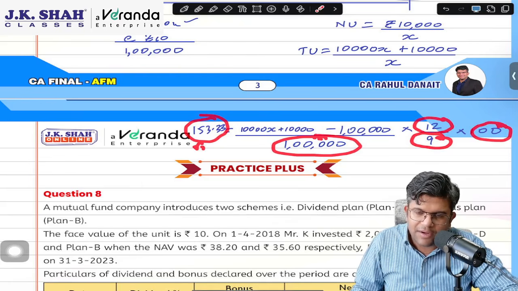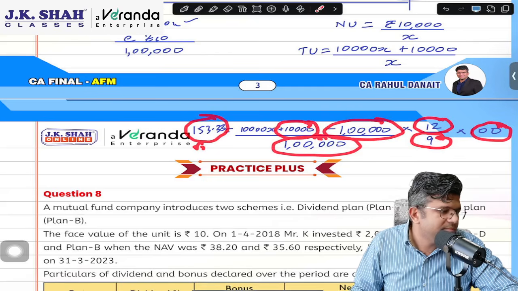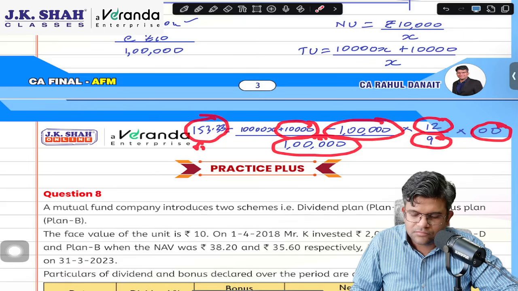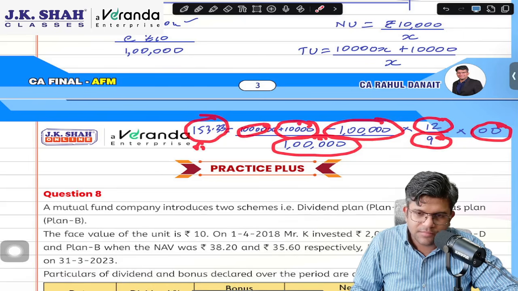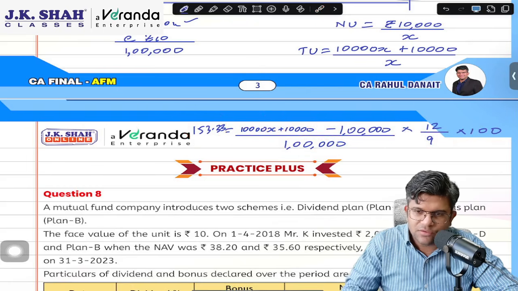divide by 12, plus 1 lakh, minus 10,000, divide by 10,000. How much is the value of X, please? Yes, X value is 20.5.